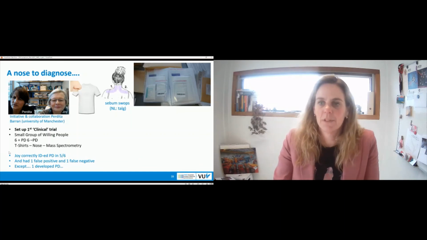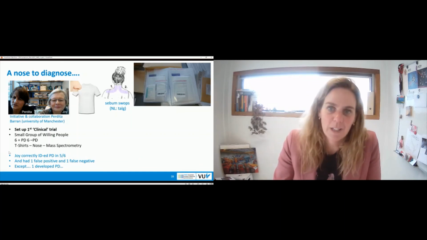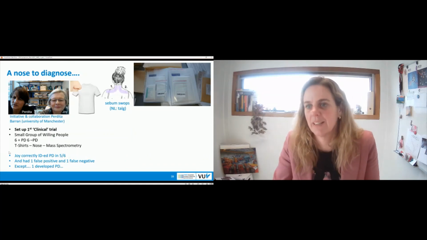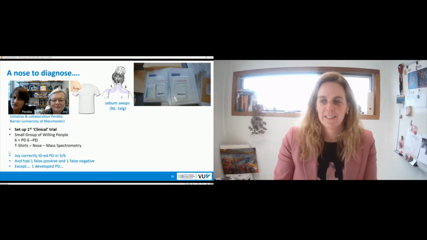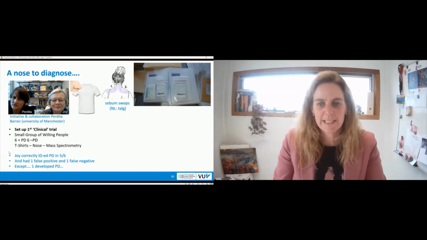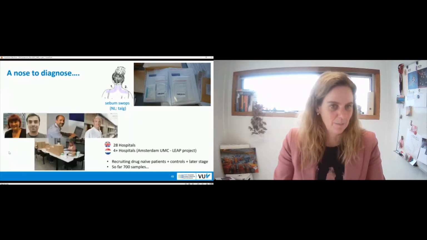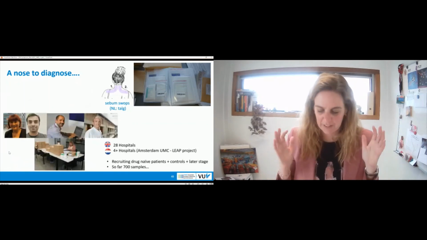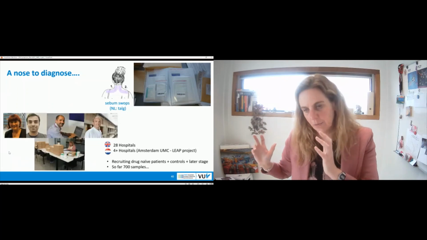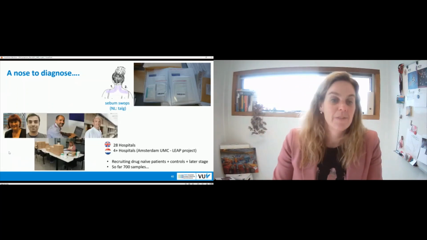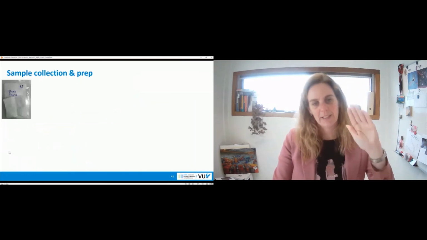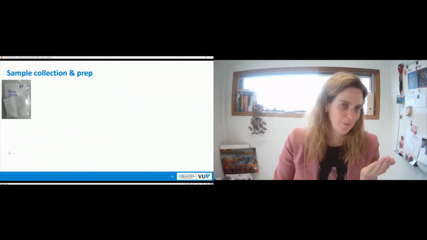We collected samples from over 700 participants, most of them in the UK, partly also in the Netherlands. So it was a big team, a team of mass spectrometrists, data analysts, and neurologists. We had all these samples on this gauze paper to actually rub the sebum from the person.